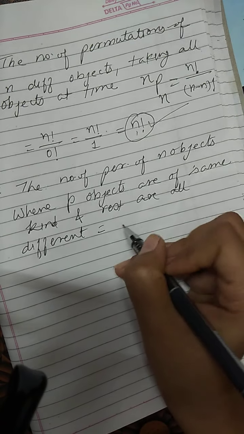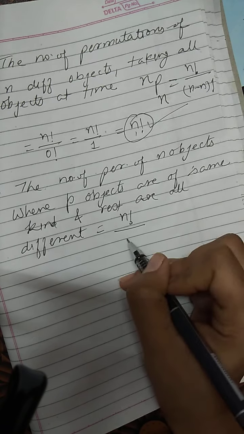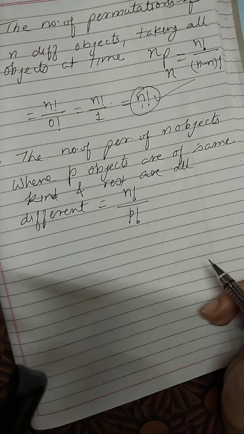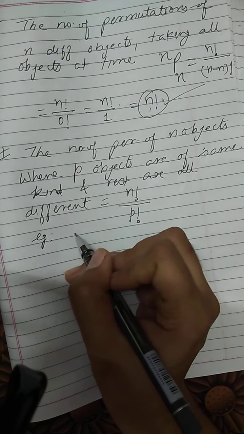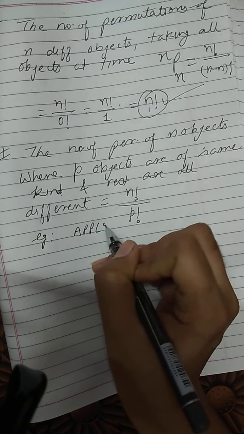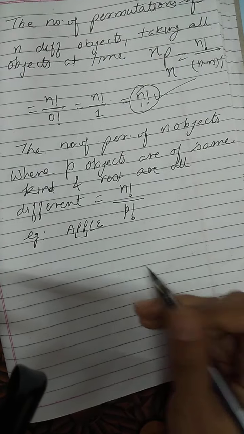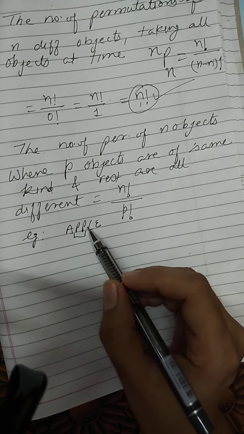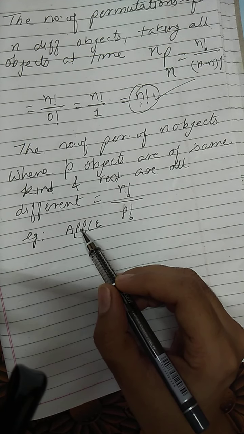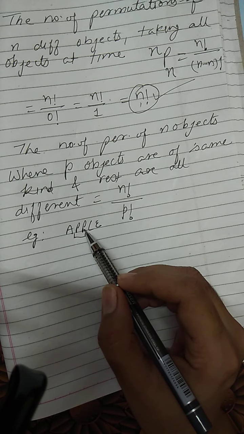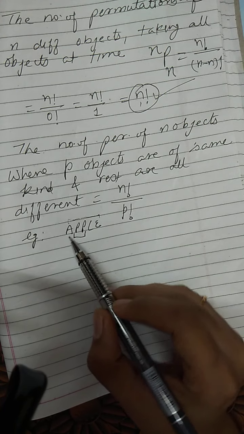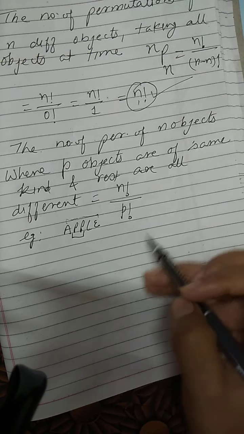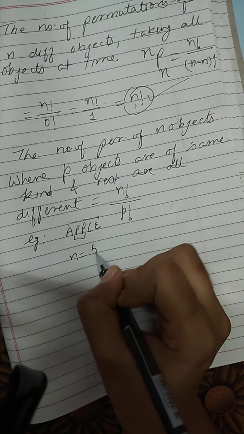So these permutations will be given by n factorial divided by p factorial. If I just give you the simple example, let me take a word apple. Here we have two p's. So there is a letter p which is coming twice. So total how many letters are there? 1, 2, 3, 4, 5. So the value of n is here 5.